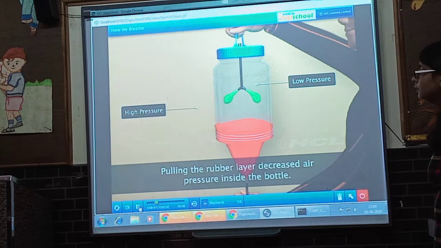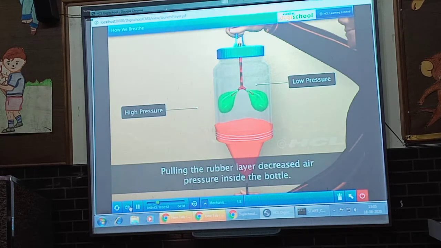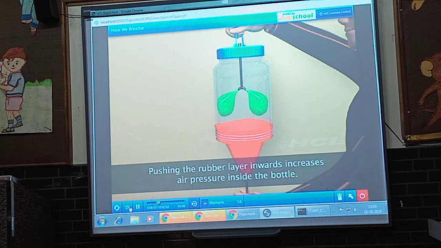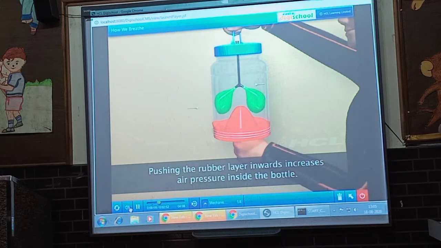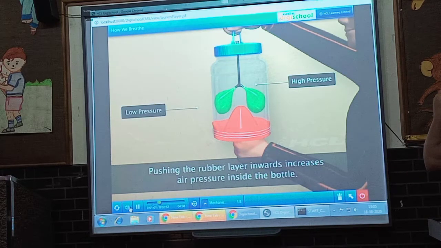Air pressure inside and outside the bottle. As a result, air rushes in and the balloons inflate. On the other hand, if you push the rubber layer inwards, the pressure inside the bottle increases as compared to that outside. This causes the air to move out. The balloons now deflate.